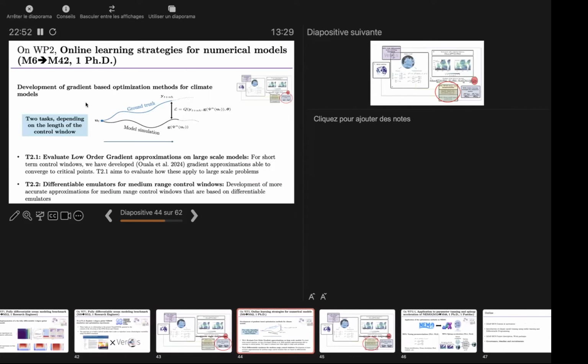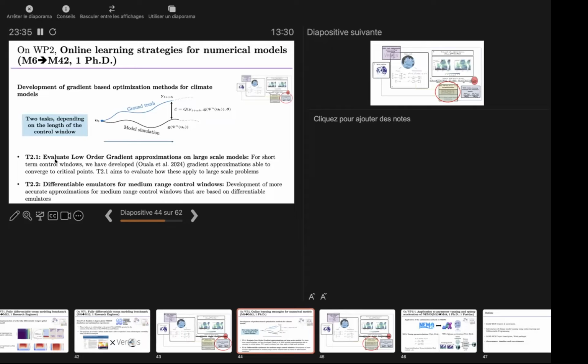And so this work package is mainly decomposed into 2 main tasks depending on the length of the control window, represented here by an arrow. The first task will be to evaluate low-order gradient approximations that we developed in some of our research works on problems at scale. The goal here is to evaluate whether parameterizations calibrated so that they control short-term control windows can reproduce a good long-term simulation, typically in climate timescales.